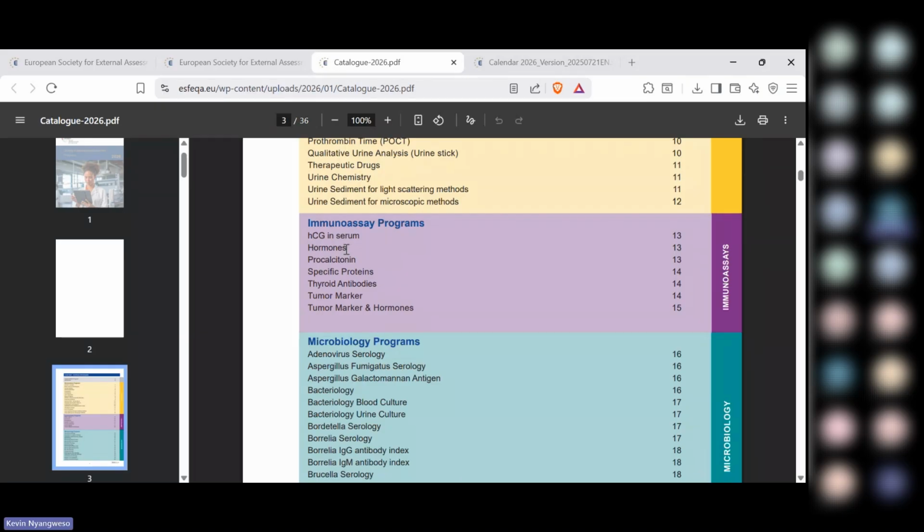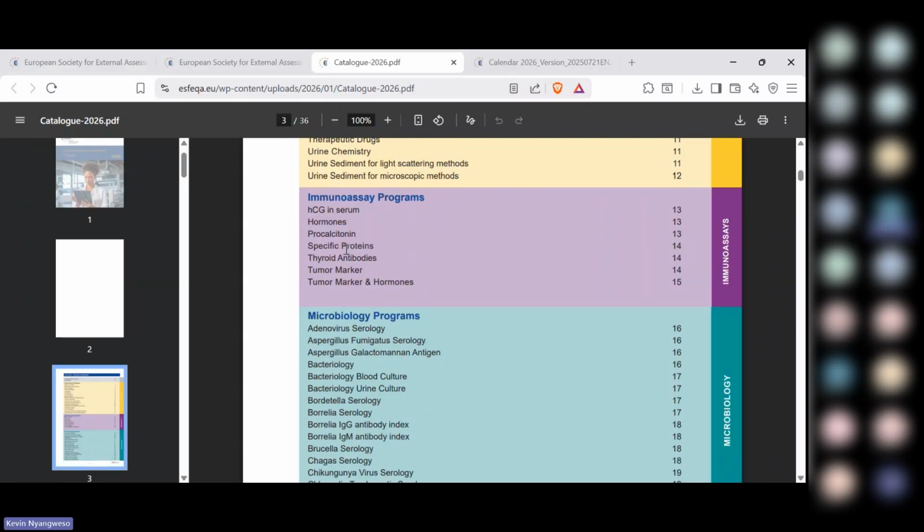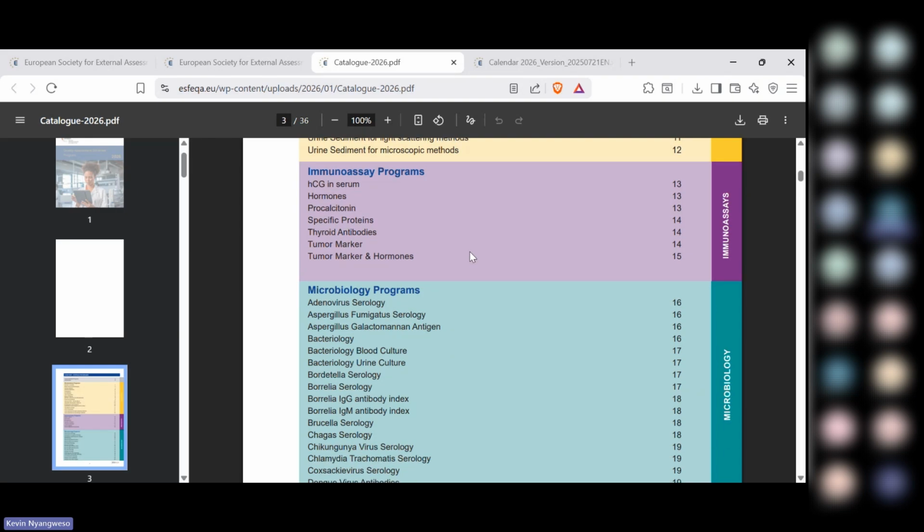we have HCG in serum as one analyte, and we also have hormones, PCT, specific proteins, thyroid antibodies, that is anti-TG, TSH receptor antibodies, anti-thyroid peroxidase, that is TPO, all that. And then if you're looking at tumor markers, we also have a combined program for tumor markers and hormones.